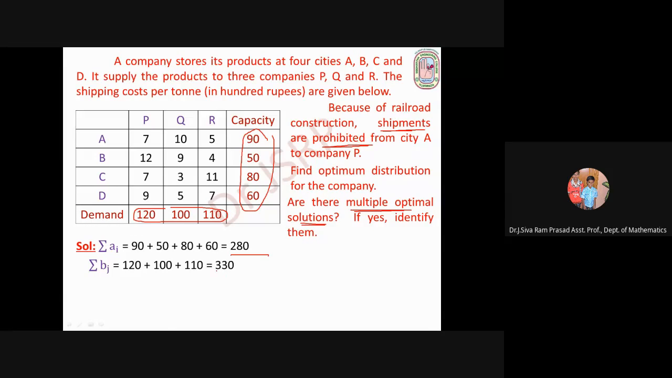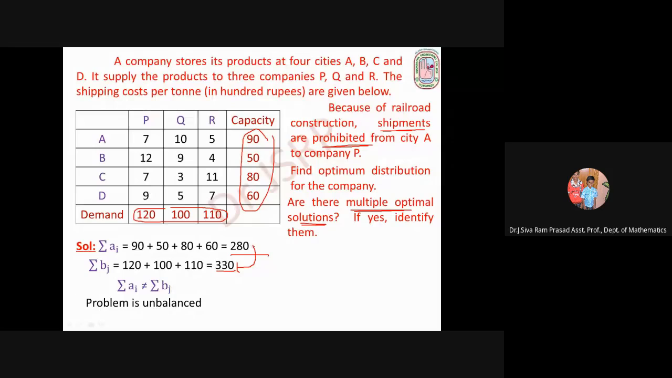So both are not equal. So sigma ai not equal to sigma bj. The problem is unbalanced. Okay. So the given transportation problem is an unbalanced problem. We have to balance it. How do we balance? First, compare these 2 values. Available amounts 280, required amount 330.